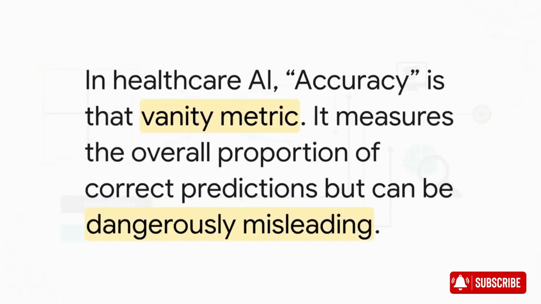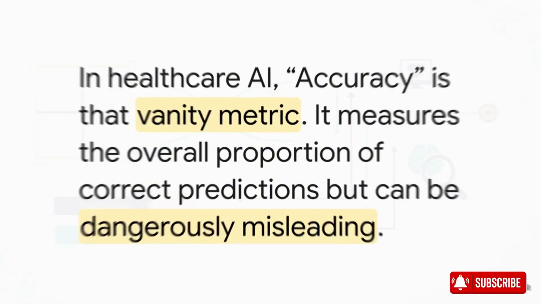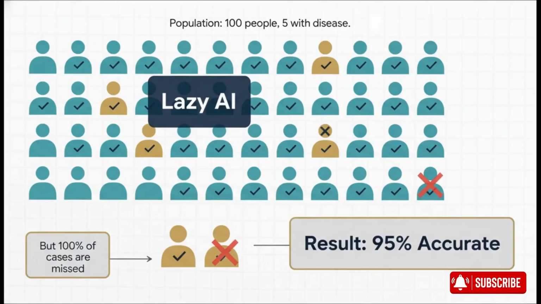Let's start with the one that you've probably heard of the most, accuracy. It's super intuitive, right? It just tells us the overall percentage of correct predictions. But in healthcare, you'll often hear accuracy called a vanity metric because, honestly, it can be dangerously misleading. And this is the perfect illustration of why.